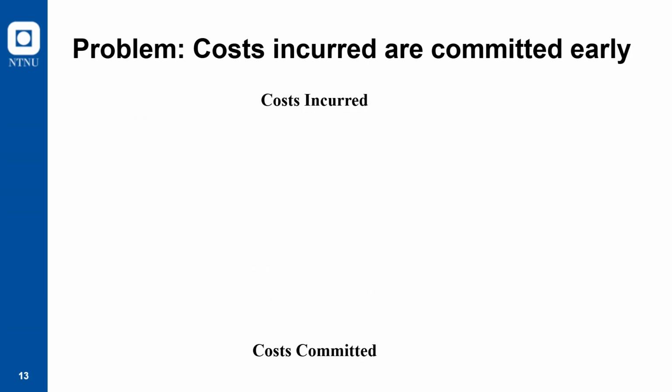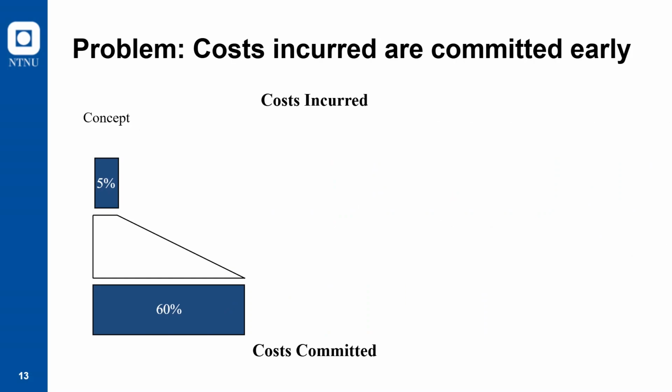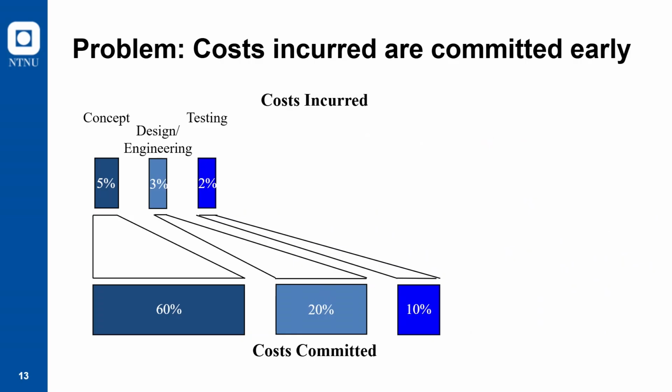And what is really important to recognize is that costs are committed early. When you develop the concepts for something, that concept development may only cost 5% or so of the life cycle cost, but it will commit 60% of the actual costs of the product later on. Then we have design and engineering, another 20%, testing, another 10%. So in order to just design the product, you have already committed about 90% of the cost of manufacturing this product or life cycle cost of it.